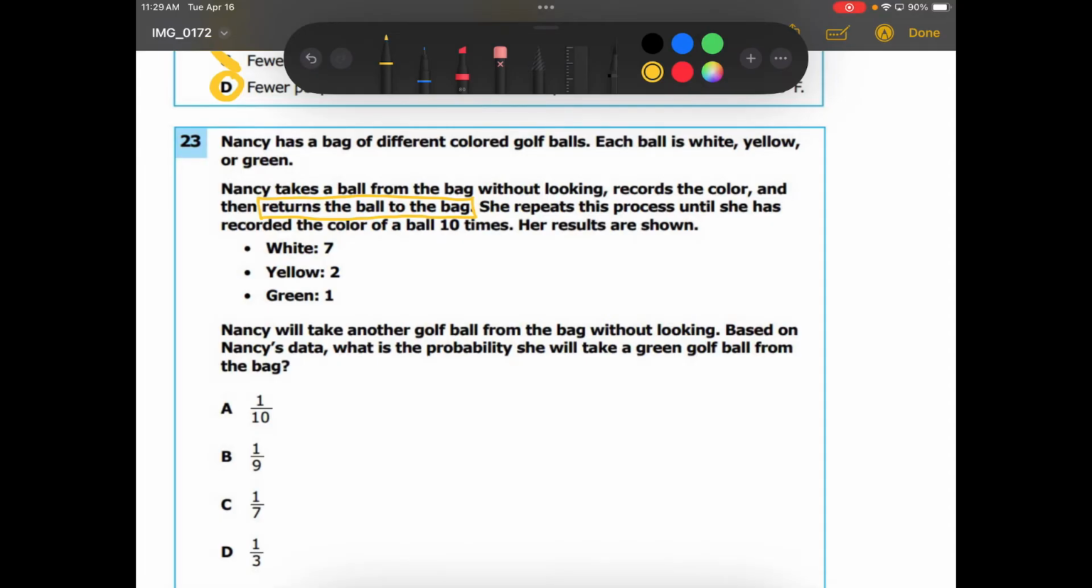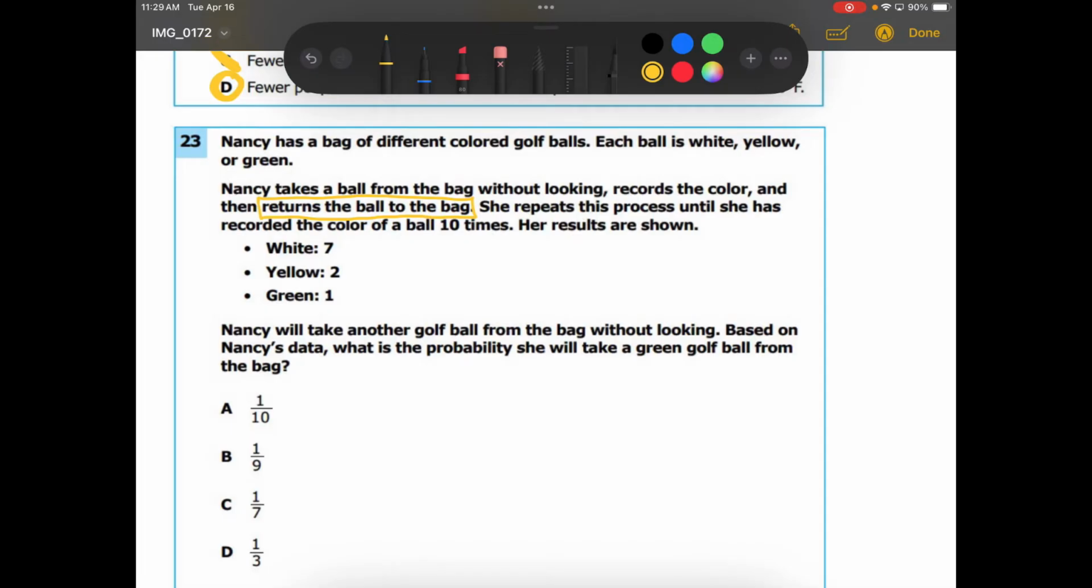Independent and dependent. Returning the ball to the bag tells you that this is an independent event. If she was to not replace the ball, then it would be dependent, because dependent events change the denominator. It changes the number of items that are in the bag. This one, every time she puts it back, the amount of items in the bag remain the same. That's why they have to make sure to tell you.